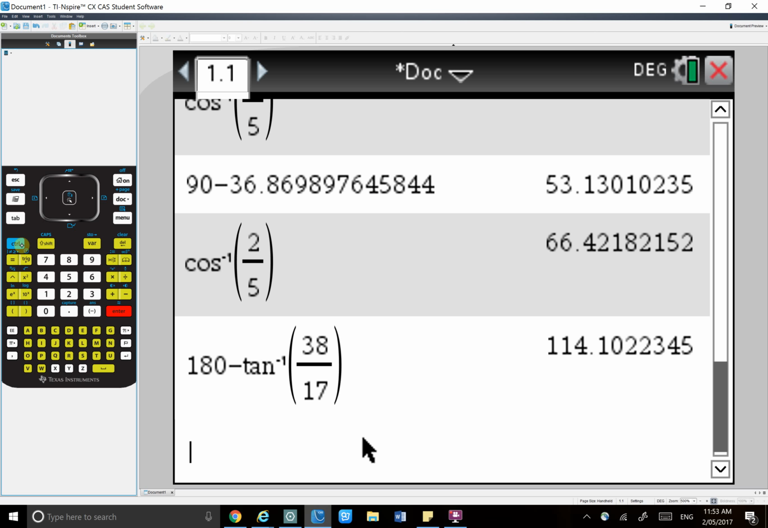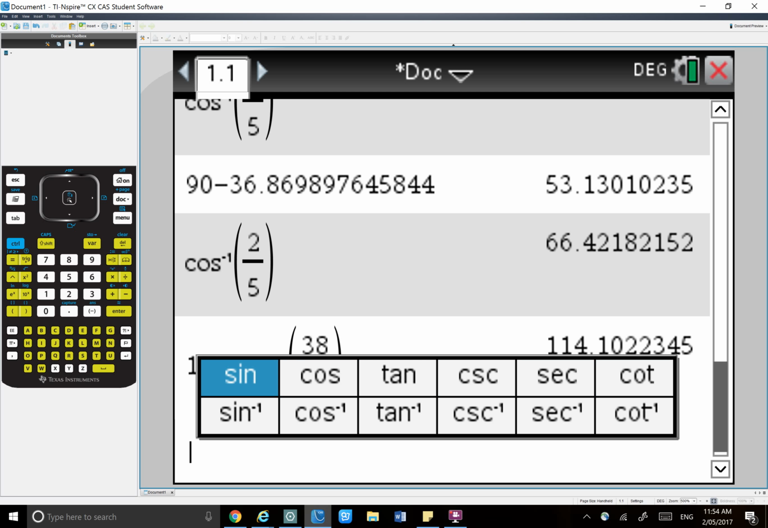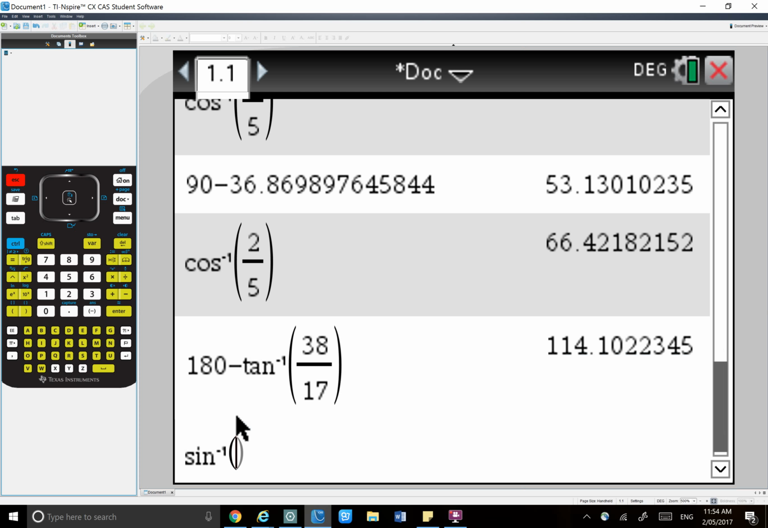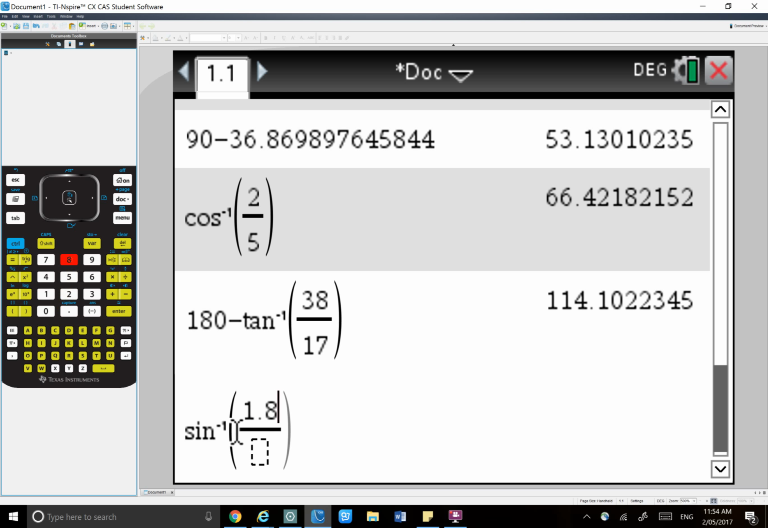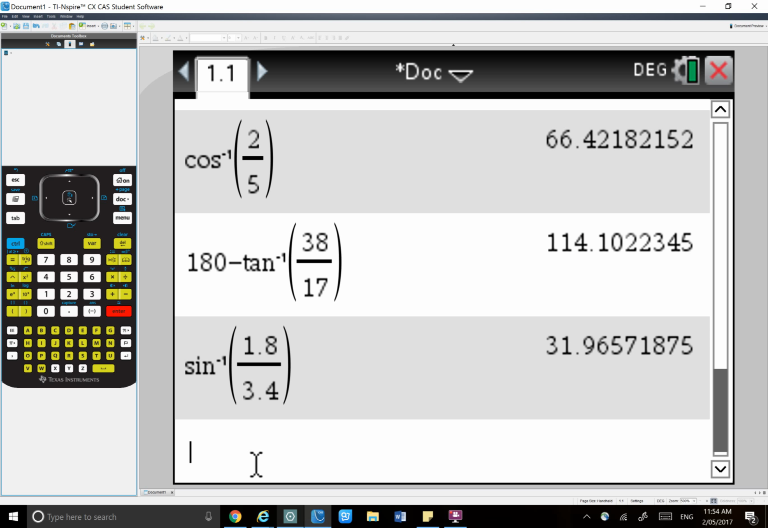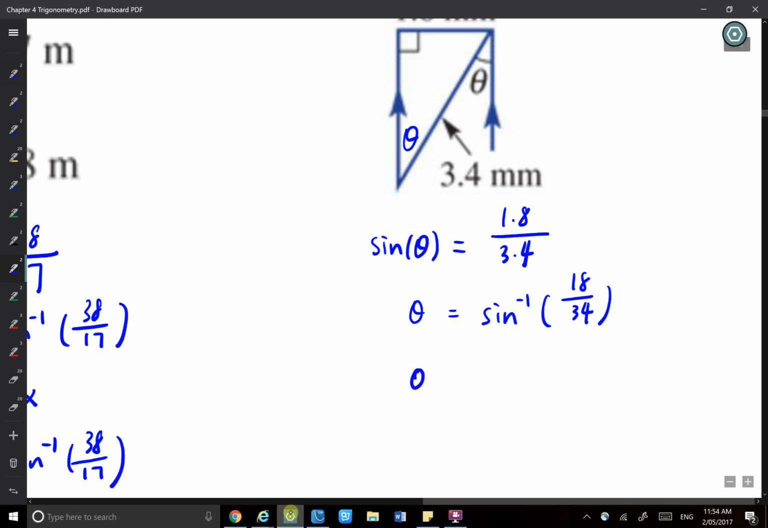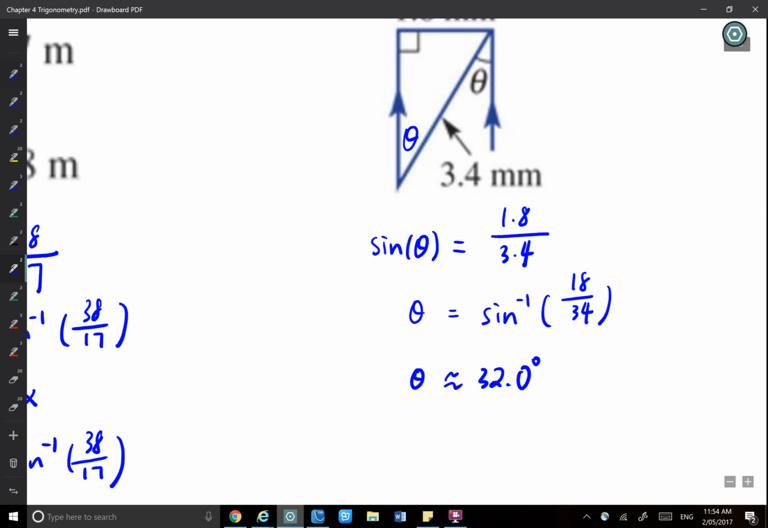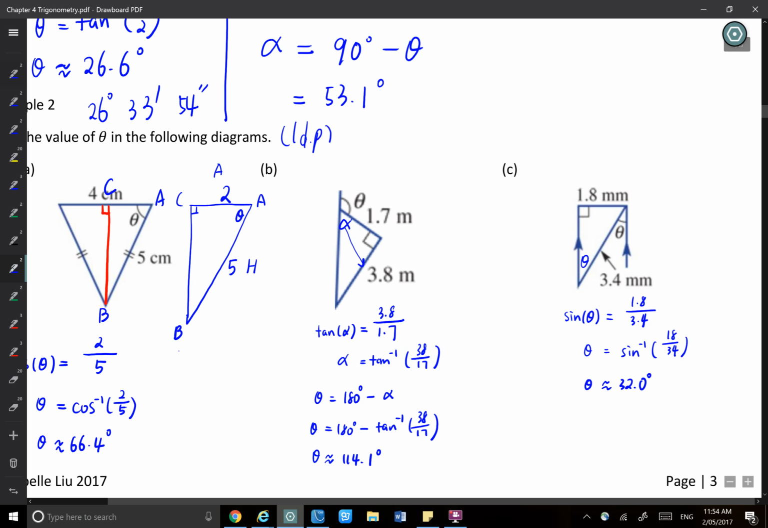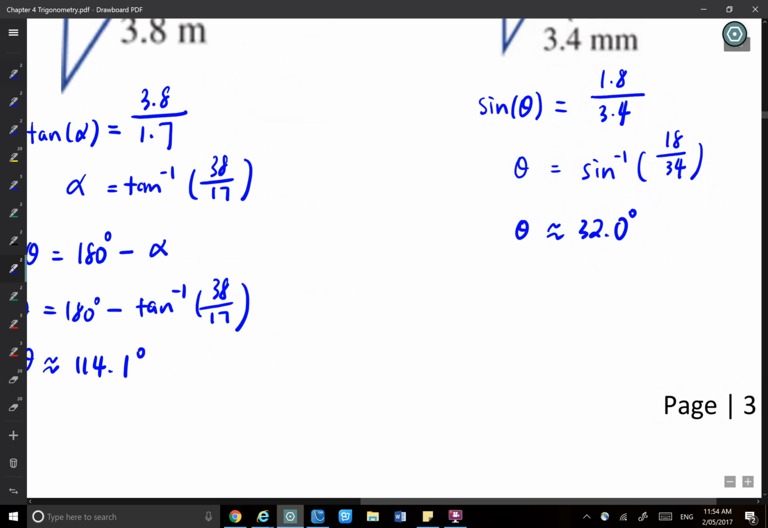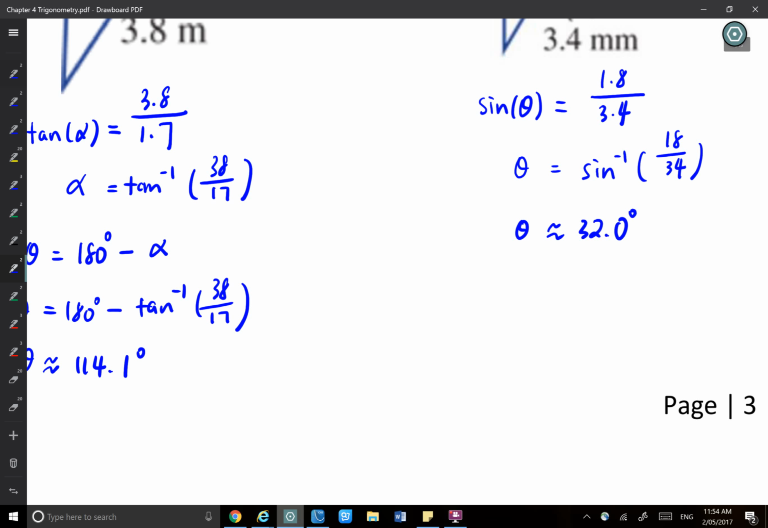So sine inverse 1.8 over 3.4 gives 31.96, so 32.0 degrees. Okay, 1 decimal place. Let's write it here. That's 1 dp, 1 decimal place, so 32.0. The point 0 must be there, because it's 1 decimal place. I said it at the beginning.